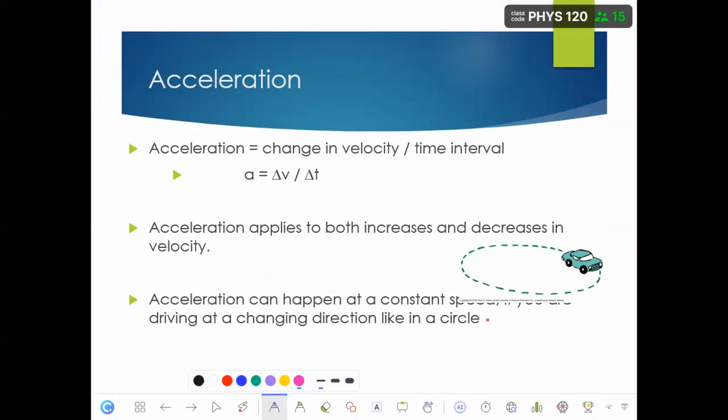So acceleration is the change of velocity over time. And the acceleration is a vector as well. So it means that the acceleration can be positive or negative. When we say that the acceleration is a vector, it has magnitude and direction. It can be in the right direction or it can be in the left direction. Good?